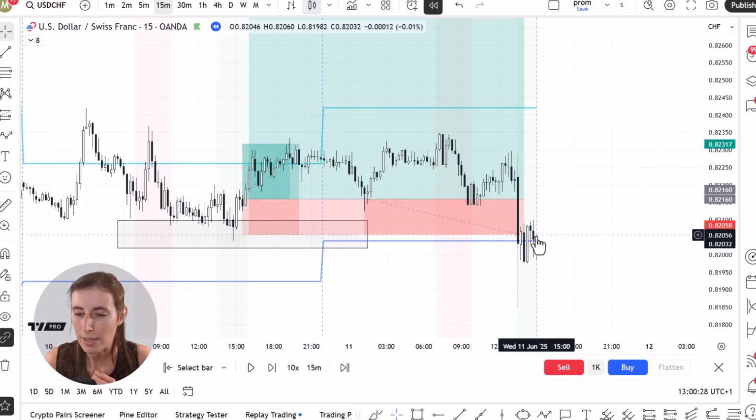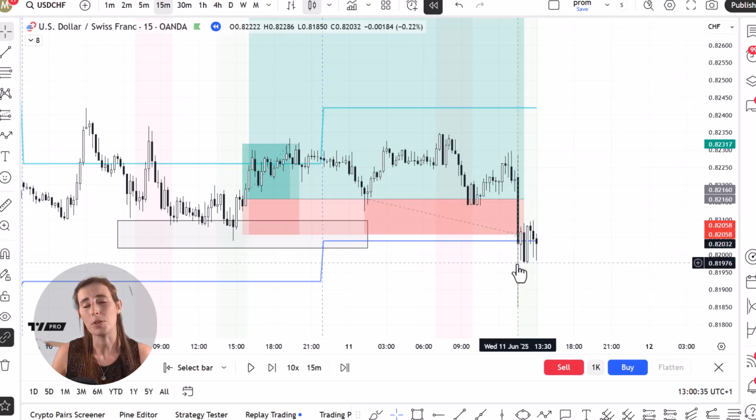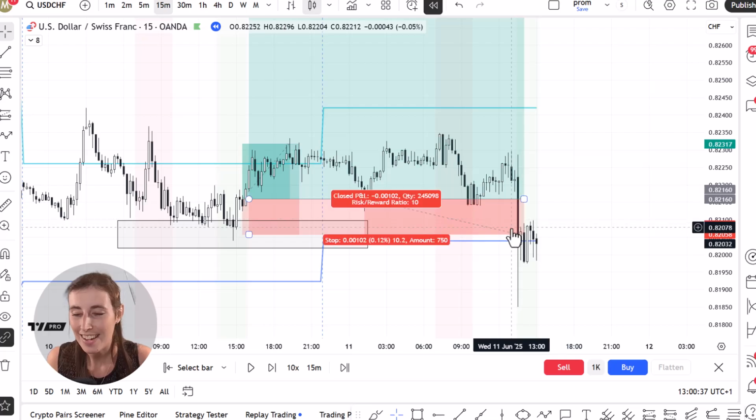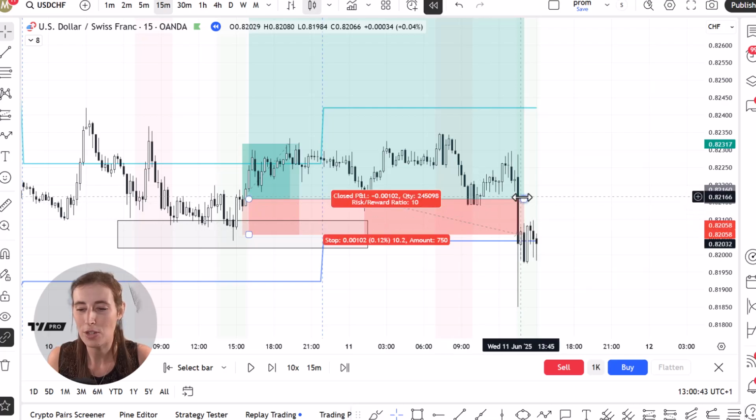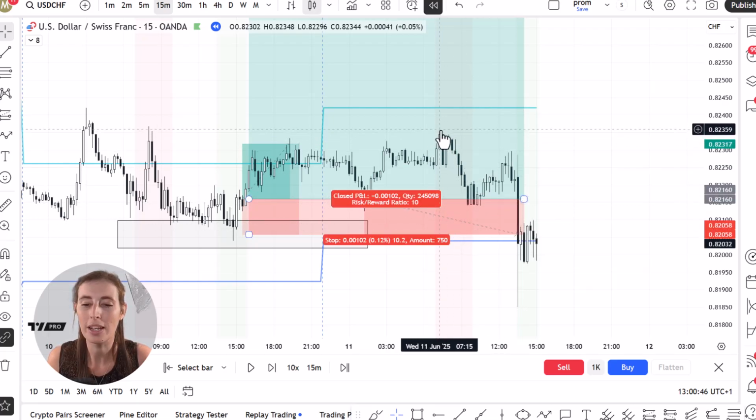It didn't get out at my stop loss, which was at the 82.06 level. It got out down here somewhere because the market was moving so quickly. So it took out my trade and I basically lost the profits that I made from the first trade. Very frustrating, especially when I could have closed this position in the morning with a nice profit, which would have doubled my wins for the day.